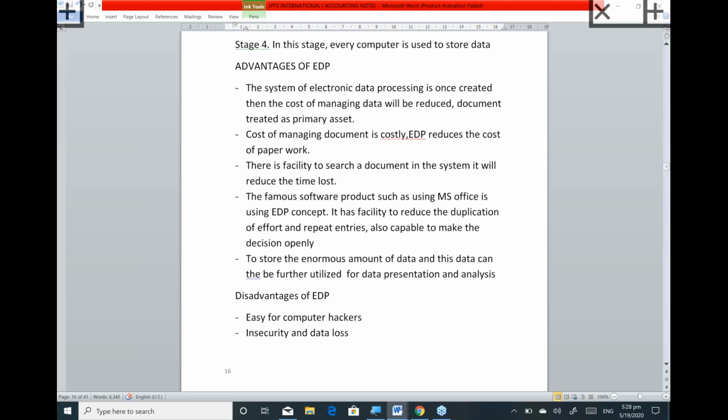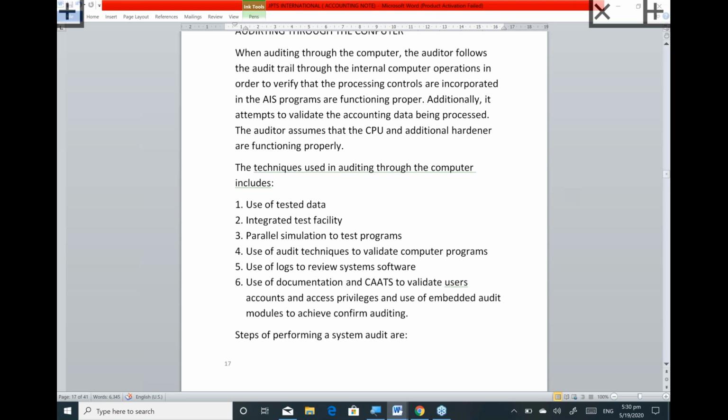Then let's look at techniques used in auditing through the computer. Number 1, use of tested data. It's not just primary data, it's tested data, and you are sure that the data you are using is tested. Then 2, integrated test facility. You move into the next phase to know that your data is working. Then 3, parallel simulation to test programs. If your data is right, then your simulation will show it. If it's not right, you get a result that you cannot use.